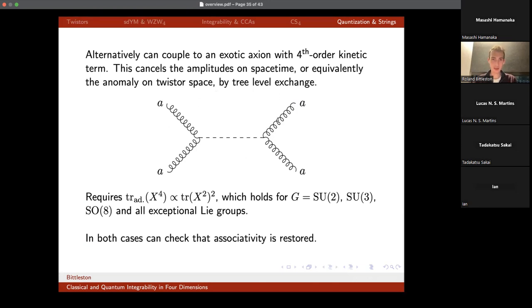And the really nice thing about this is that it cancels a loop effect against a tree-level effect. So I should say, this is not a realistic description of the real world. Of course, none of these theories are realistic descriptions of the real world. The real world isn't self-dual, and it shouldn't be, hopefully, and certainly doesn't seem to be quantum integrable.